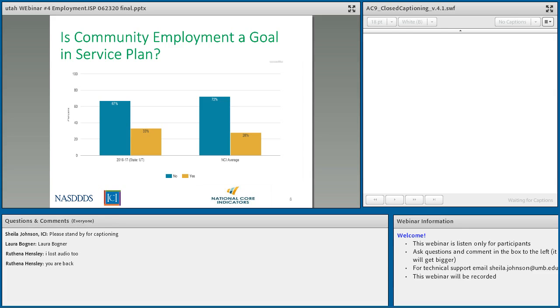It's one of the questions for the NCI survey. As you can see, this data reflects not only the state of Utah. The yes answers for the state of Utah are 33%, and the yes average for the national average is 28%. So that falls in line with the national average, but what it also tells us is that we can do so much better, okay? 67% say that they don't have employment as a goal in their service plan, and most of them want it. So this is a data point that we can all identify with.